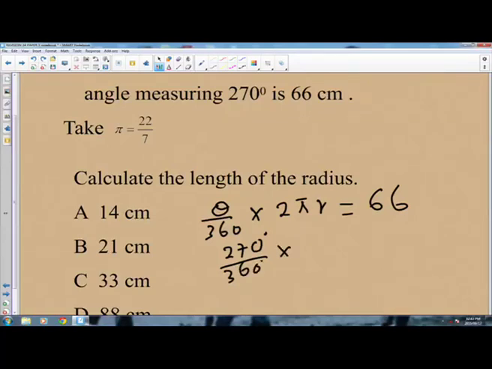Multiply this by 2, and then multiply by pi, which is 22/7, because you have been asked to use pi as 22/7. So it is important that you use pi as 22/7. Then times the radius. This will give us 66.